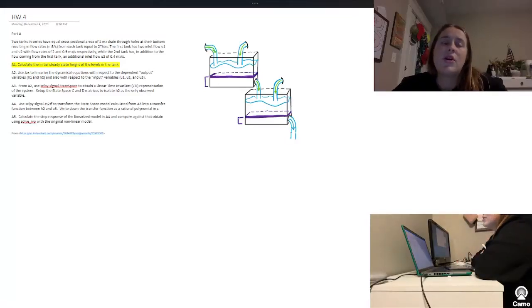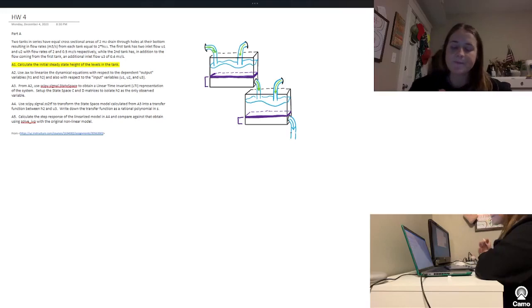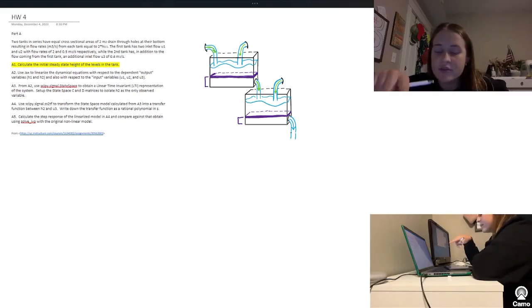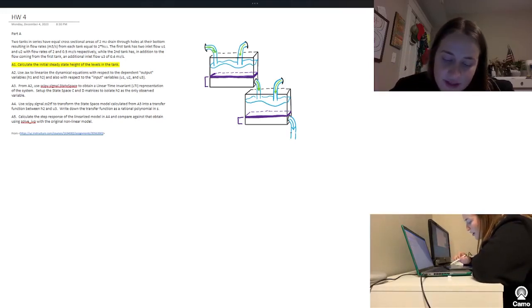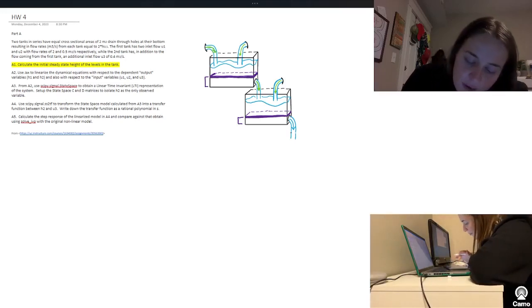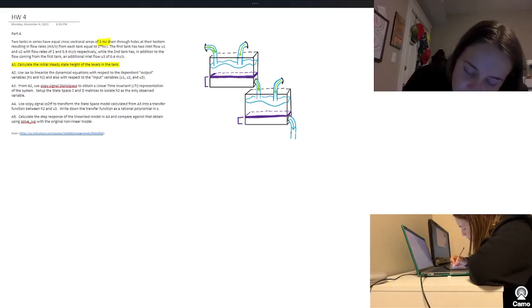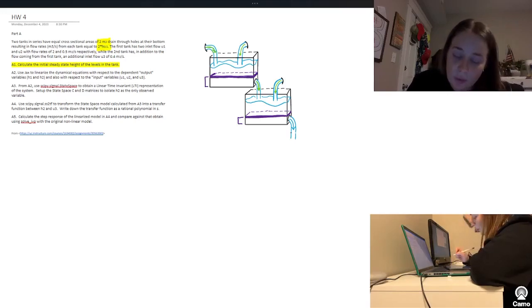Okay, so this is homework 4, part A. I'm going to be working on A1 during this portion of the video, and this is the highlighted section. Over there on the right, I have two tanks, each with a cross-sectional area of 2 meters squared. And the flow rate coming out of each of the holes is 2 times the square root of the height.